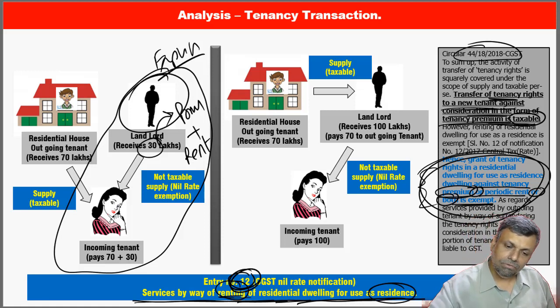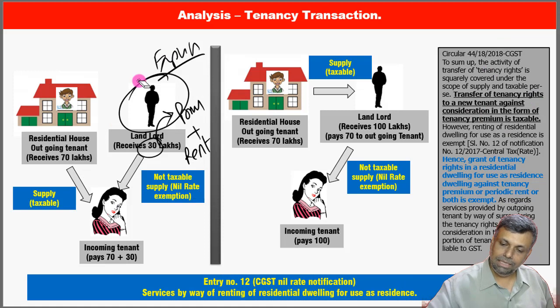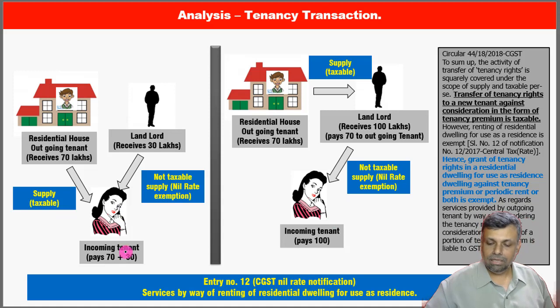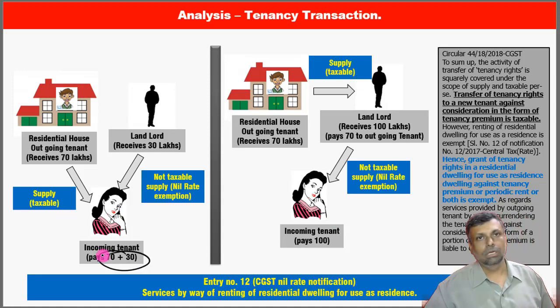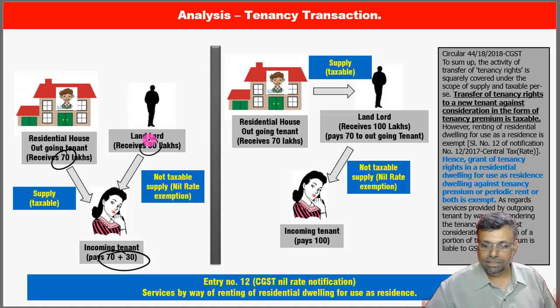Further, friends, this particular transaction in real life can be done the other way around also. Just imagine a transaction, because practically people do the transaction in different ways. Now the incoming tenant has to pay a total of 100, say for example. So 70 is paid to the outgoing tenant and 30 is paid to the landlord.